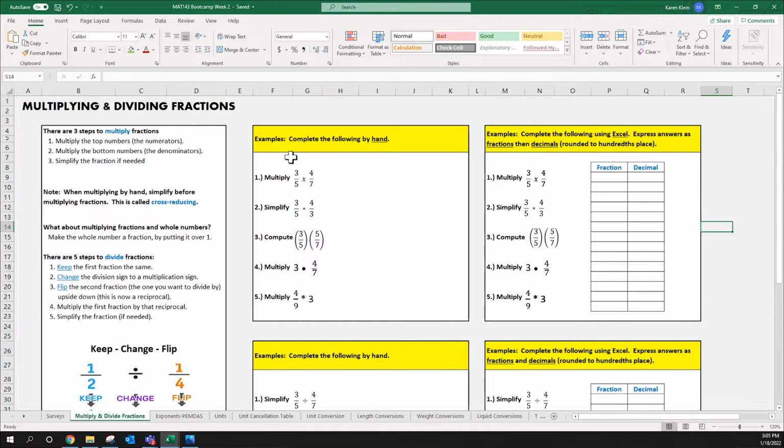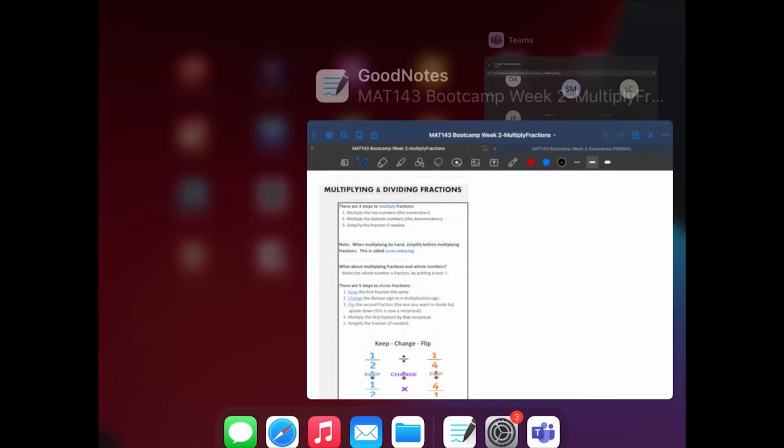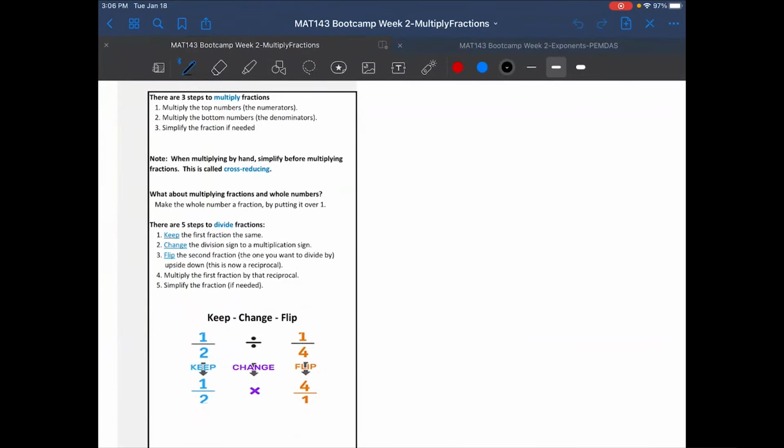So let's first practice doing these by hand. Perhaps in your class you are doing a lot of these types of calculations by hand. So that's where we're going to begin. I am going to switch over to my iPad. All right, we should see the same type of information here.